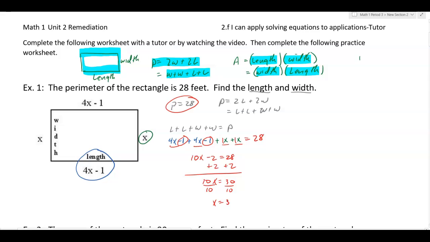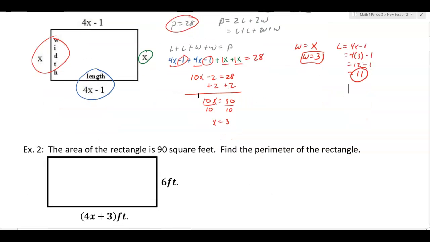Once I know the value of x, now I know the width. They tell you the width is just x. So if the width is just x, we can say the width is 3. And if the length is 4x minus 1, we can say 4 times 3 minus 1 will give you 12 minus 1, which is 11. So again, the goal to find the length and the width is to find x, and once you find that, then you can plug it back in to find the dimensions.